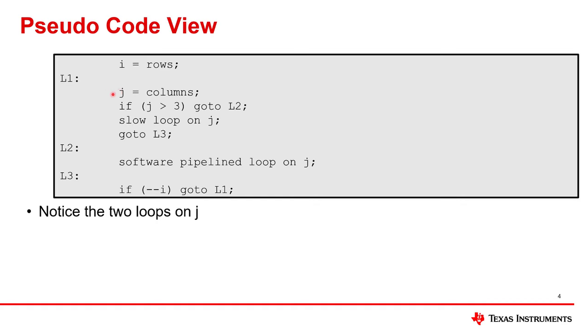The inner loop starts with J equals columns. Then if J is greater than 3, go to L2, where you'll do a software pipeline version of the loop on J. It'll run J times, and it'll be the software pipeline one. This is the one you want to run because it runs fast. But let's say J is less than or equal to 3. This conditional test will fall through to the slow loop on J. This is not software pipelined. It runs some 10 to 20 times slower, and then when it's done, you branch around to L3 to pick up the outer loop again.